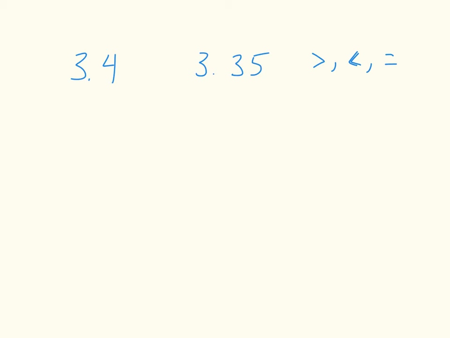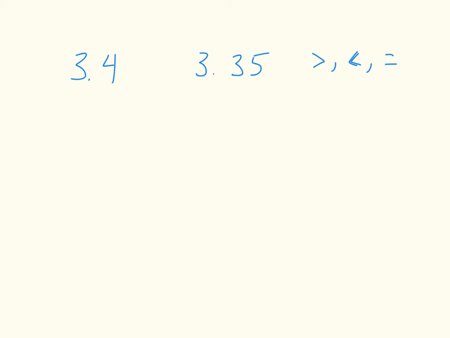Now, when looking at these two numbers, the biggest mistake that students make is they often see a 4 in this place value and 35 on that side of the decimal, and they say, well, of course 35 is greater than 4, so 3 and 35/100 is greater than 3 and 4/10. Well, that is not true.